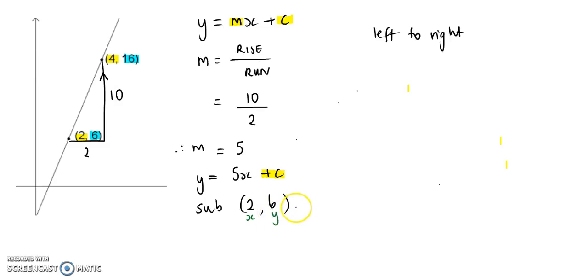In my equation, I'm going to replace y with 6 and x with 2. So notice that now I actually only have one unknown letter, the c value. So if I can solve this equation to get c on its own, I'll be really close to my final answer.